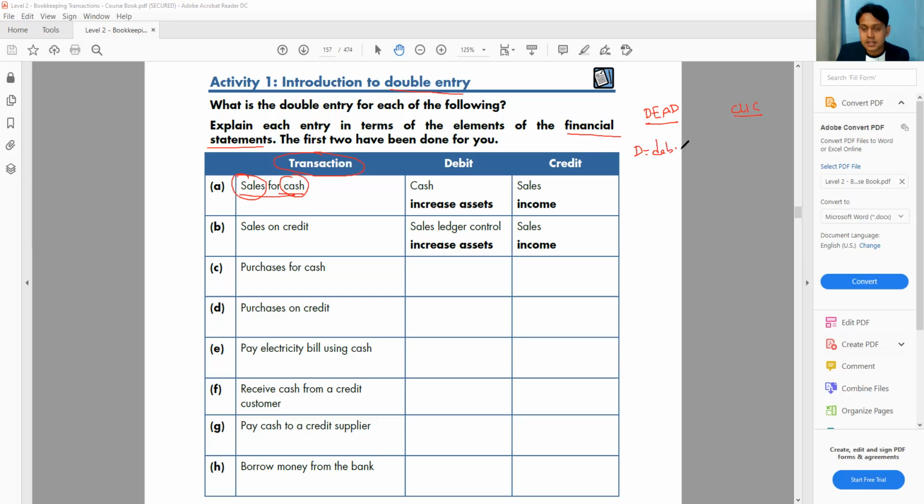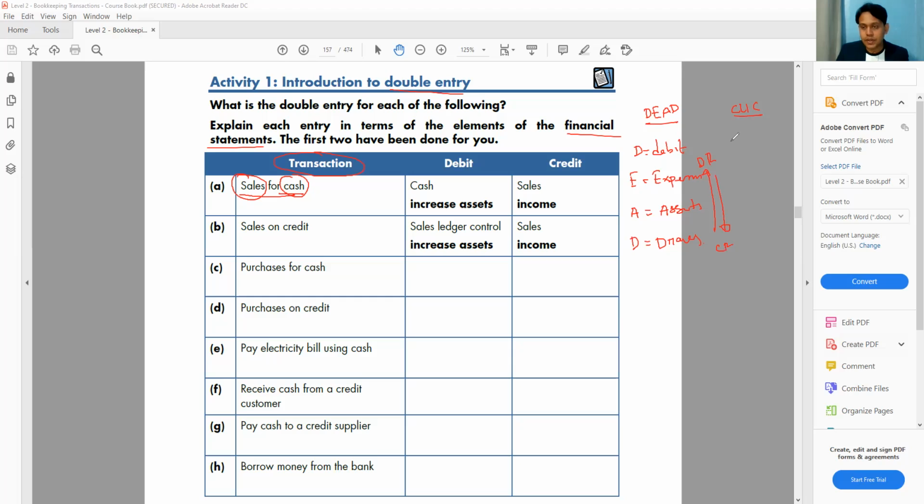You already know that. E for expenses, A for assets, and D for drawings. So if all of these are going up, this is our debit. If all of these are going down, that's my credit.